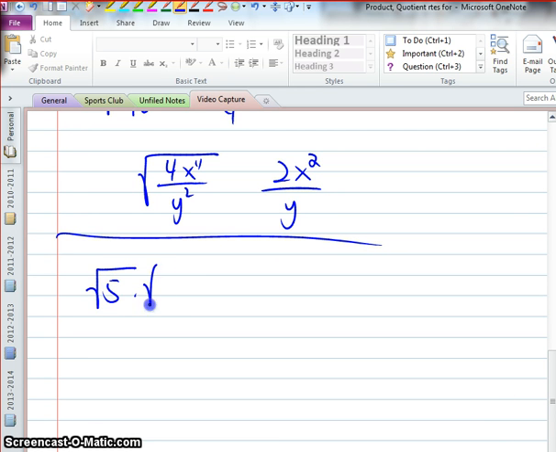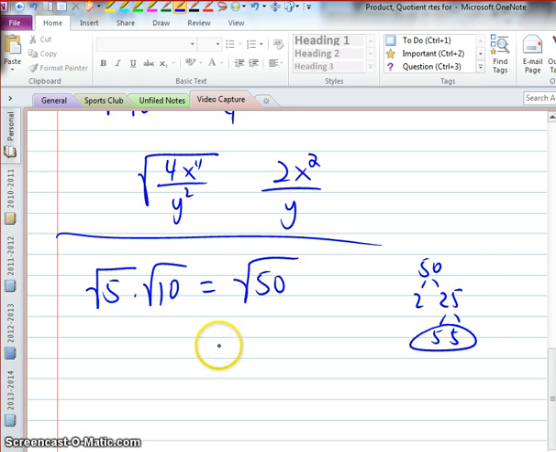The square root of 5 times the square root of 10. Well, neither one of those separately can be simplified. 10 is 5 times 2, 5 is prime, but neither one has a pair, so they can't be simplified in that fashion. But they can be multiplied by using the reverse of the product property. The two separate radicals multiplied together can be one radical. That'll be the square root of 50. But then 50 does have a pair in it, so that can become 5 square root of 2.